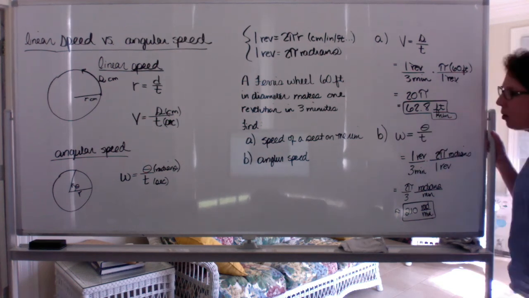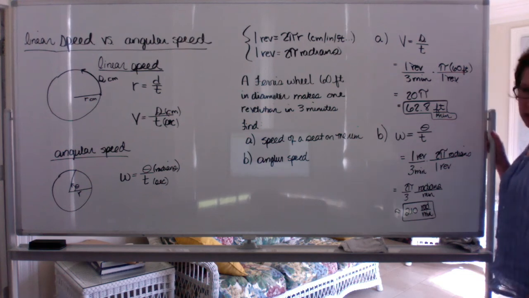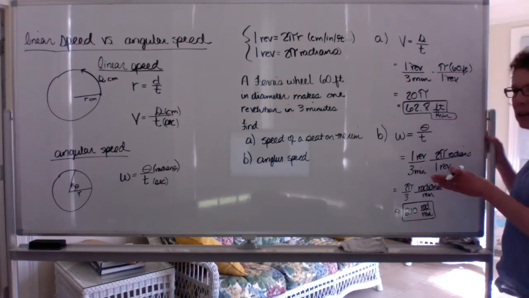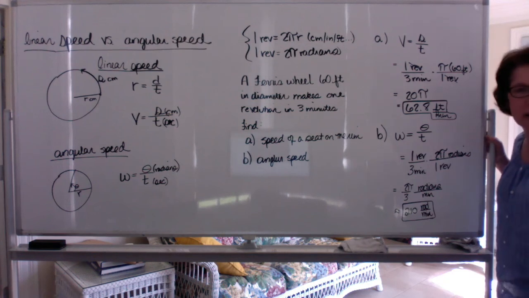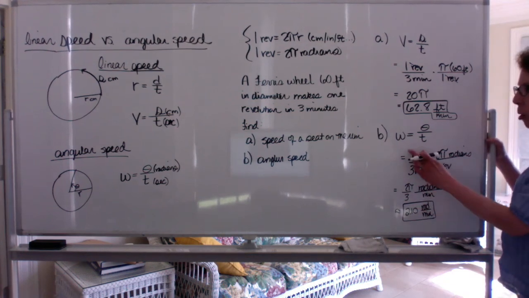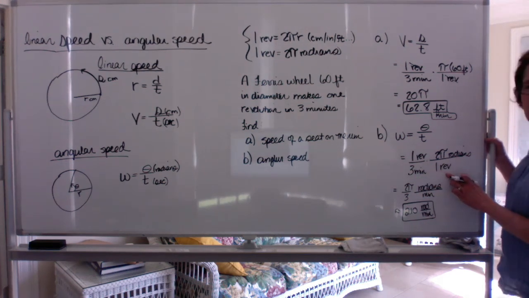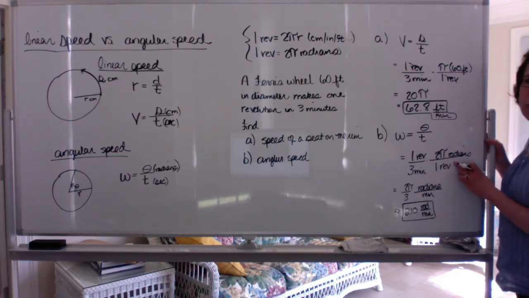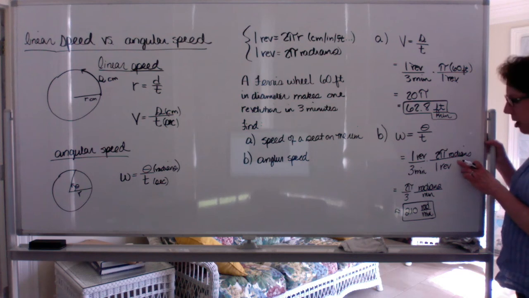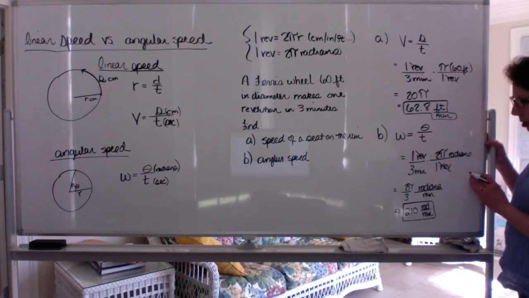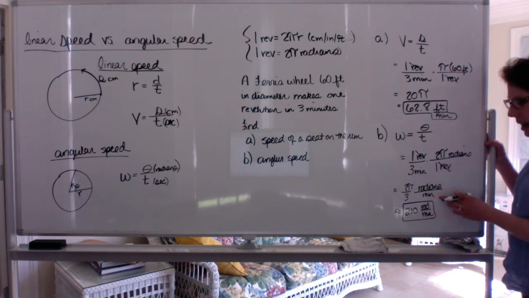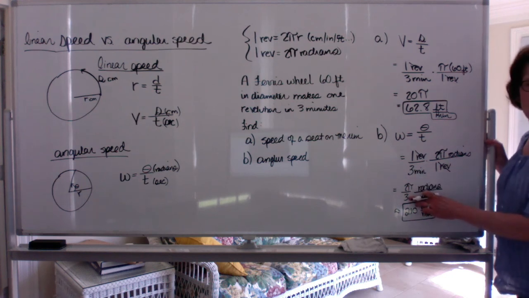Okay. Now, let's find the angular speed. So instead of our distance in feet per minute, we're going to figure out the radians we travel per minute. I'm going to go back to my initial speed and start the exact same way, 1 revolution per 3 minutes. But this time I'm going to convert my revolution to radians. And every single time, 1 revolution is 2 pi radians. We know that. So I'm going to cancel out my revolutions here, and I end up with 2 pi over 3 radians per minute.